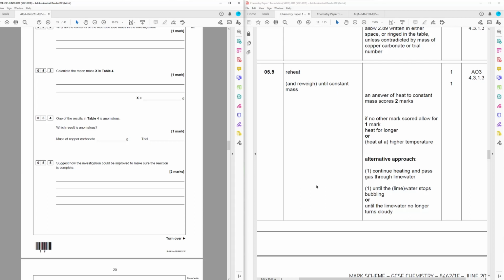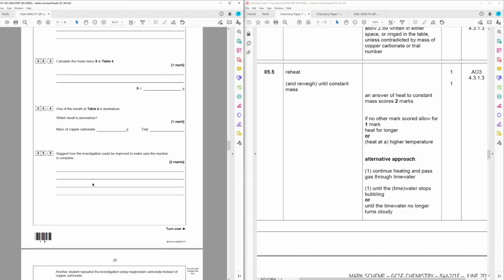There are always alternatives to things like this, like in the mark scheme here, it says continue heating and pass through lime water until the lime water stops bubbling. That's just testing for carbon dioxide, so it's saying until no more carbon dioxide is given off, and then the reaction will be done.